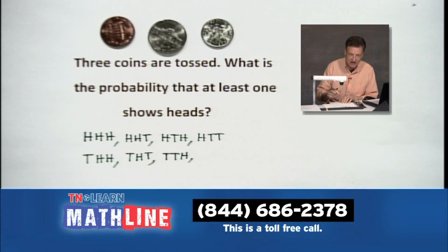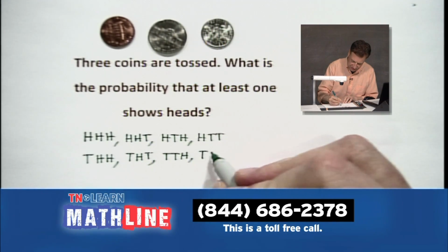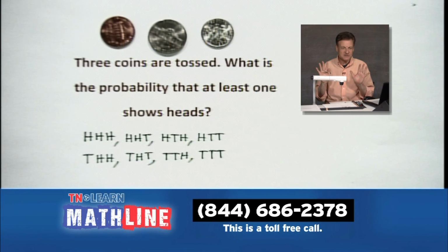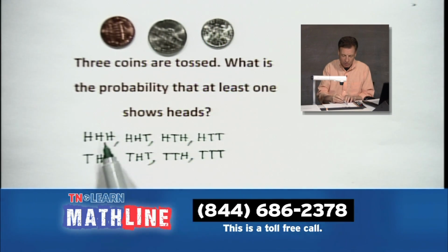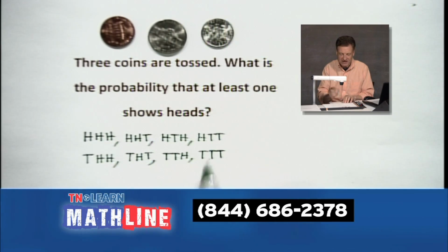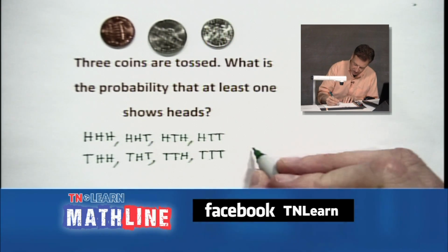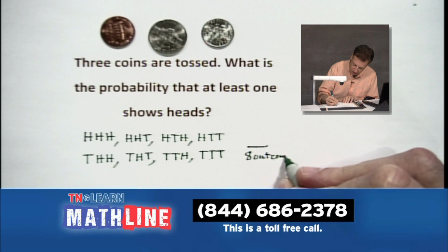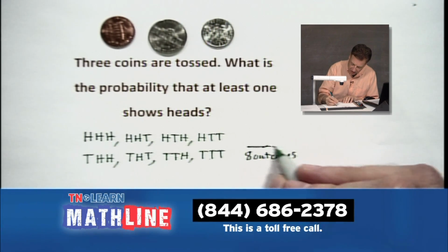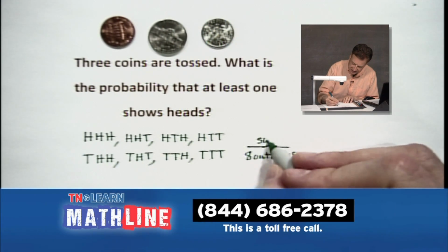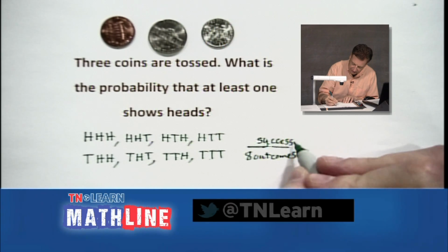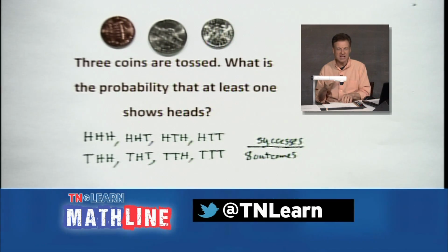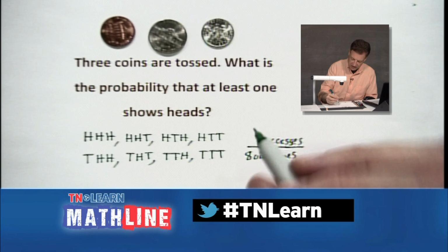Make them all go tails. Three T's. Folks, we've covered all the bases. I'm counting 1, 2, 3, 4, 5, 6, 7, 8 outcomes, all right? So we've got eight outcomes. Notice I'm going to try to build a fraction. What I'd like to know is how many successes do I have? We'll build a fraction. That's probability. So that is a success.